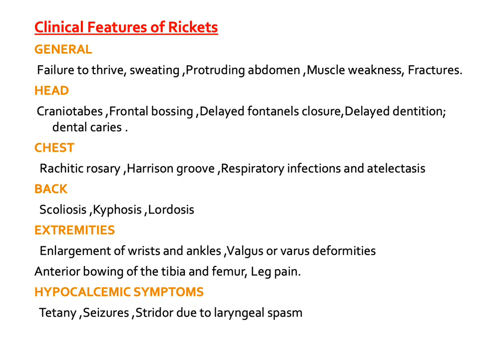In the head, we find craniotabes. Craniotabes is a sign we see in the head. When you press the occipital bone, there will be inward invagination of the occipital bone, which later returns back to normal because of the soft bone. There is frontal bossing. The head will be like a box.